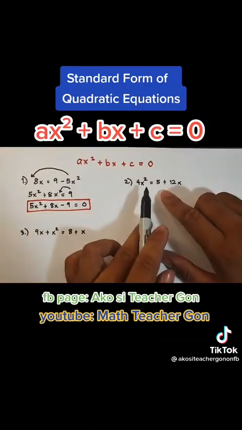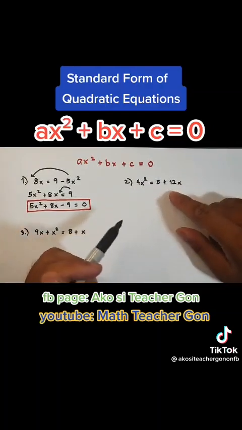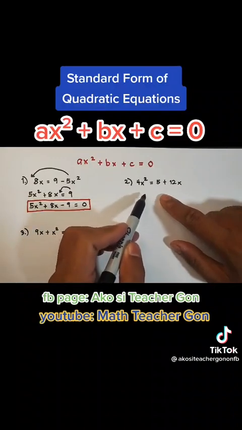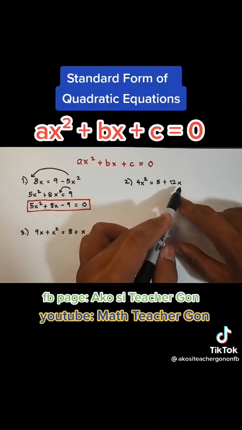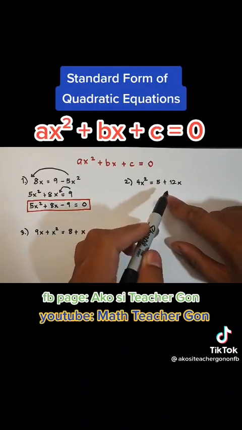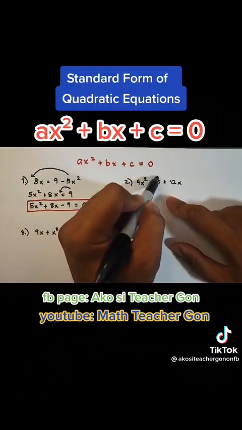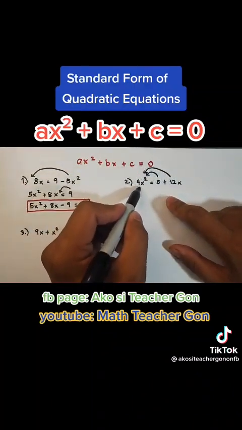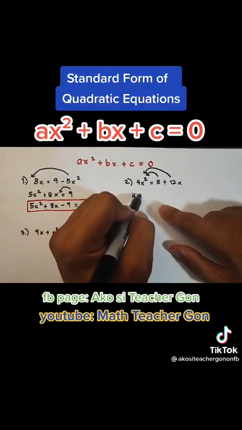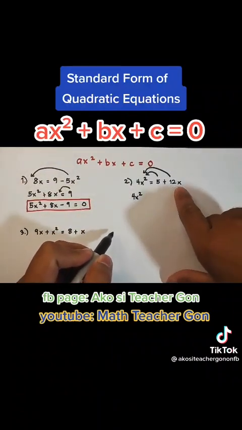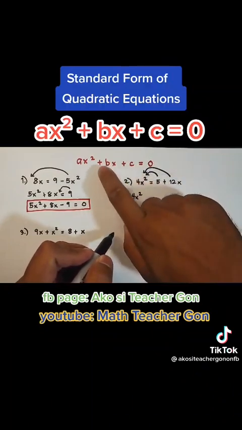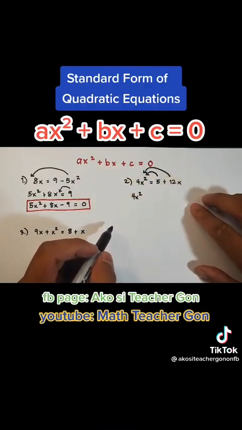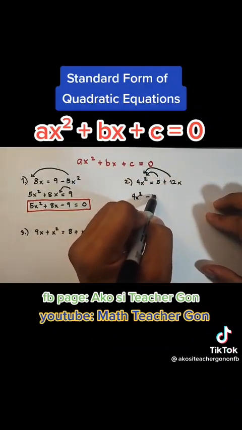In number 2, we have 4x squared is equal to 5 plus 12x. Here, the quadratic term is in good place or position. The problem here are the linear term and the constant term. So we will transpose it. Pagsabayin na natin sila. Transpose this and transpose this to the other side of the equation. First, we will copy 4x squared. And then, we will transpose 12x because what comes next after the quadratic term is the linear term. From positive 12x, it will become negative 12x.